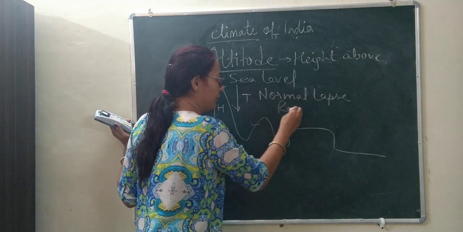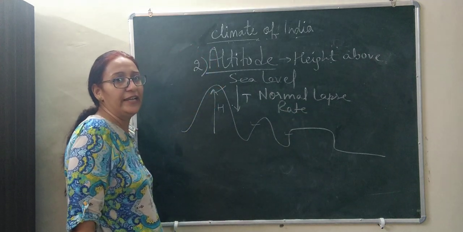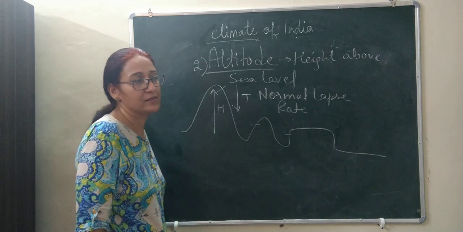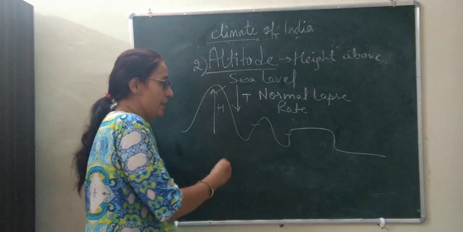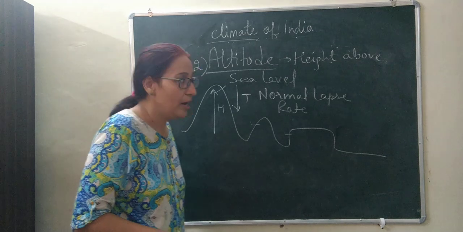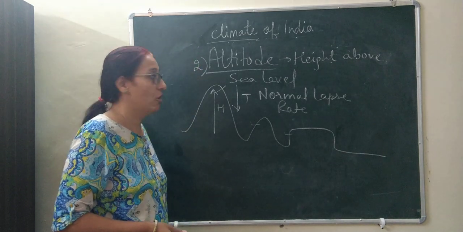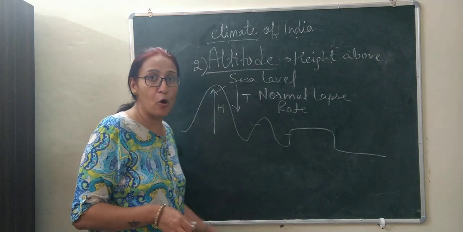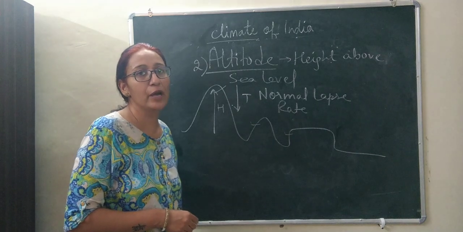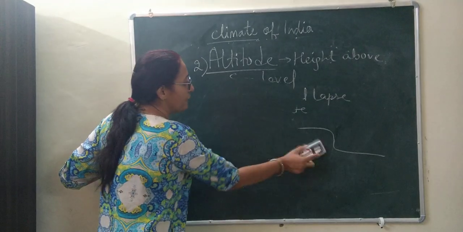What is normal lapse rate? 165 meter, if height increases, temperature will decrease by 1 degree Celsius. So if we are living in a plain area, temperature conditions are different here. But if we go on the top of the mountain, or on the slopes of the mountain, the temperature conditions will be different. There will be a cool temperature. So this is the second factor.